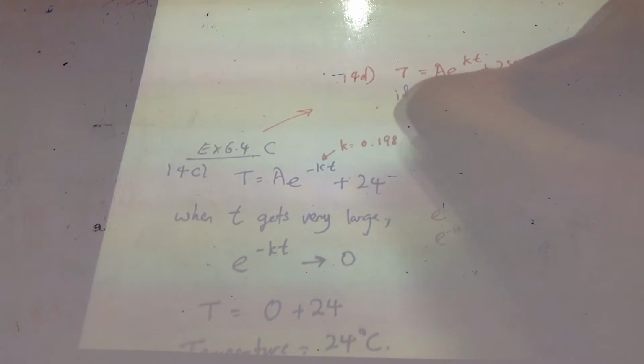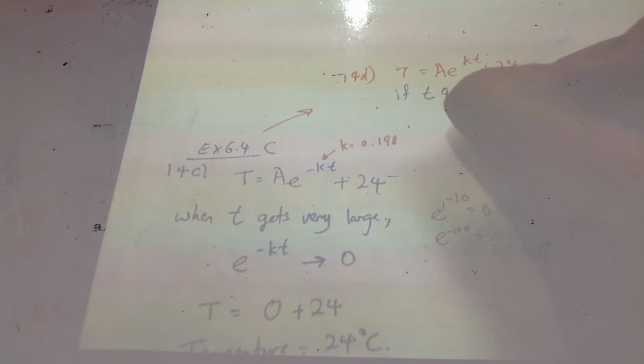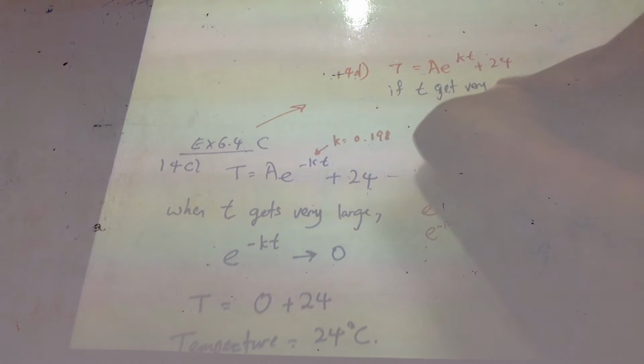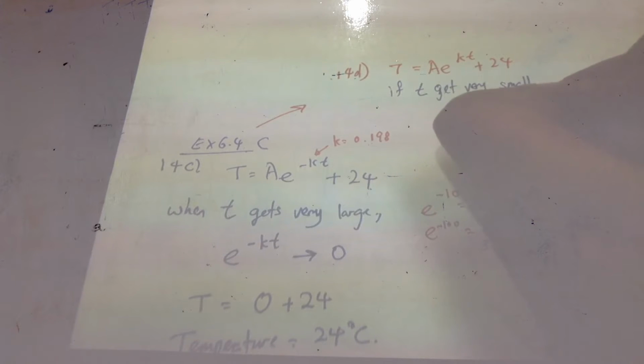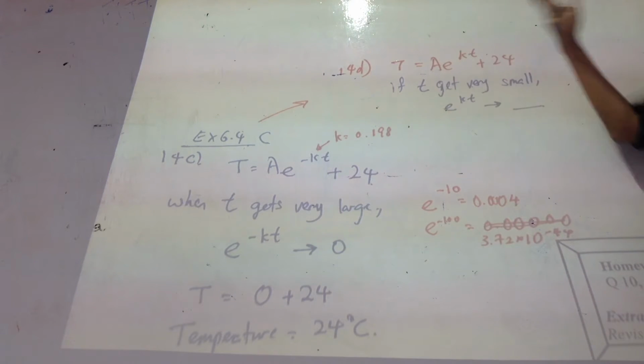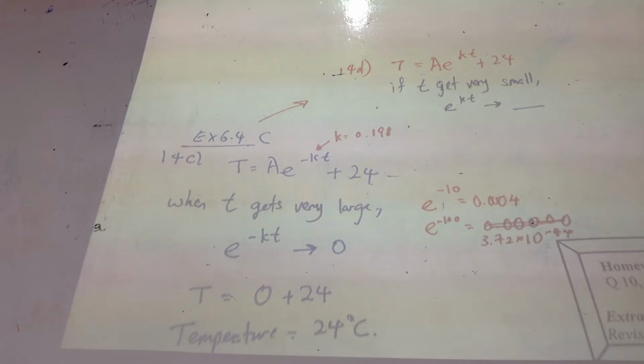If T gets very small, I see whether you understand or not. Can you tell me e to the power of kt approaches what number? Is it still 0? Wrong. Why 1? You try e to the power of small number. T gets very small, so T is 0.1, T is 0.0001. What happens to e? You try, you press the calculator.